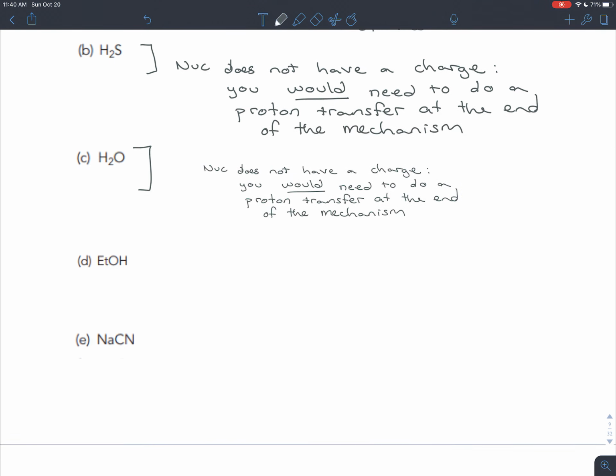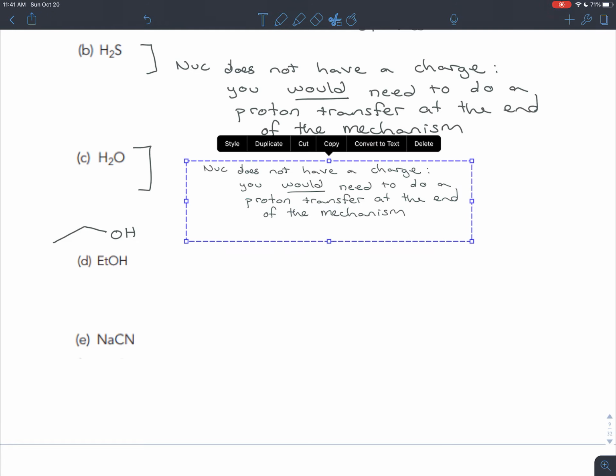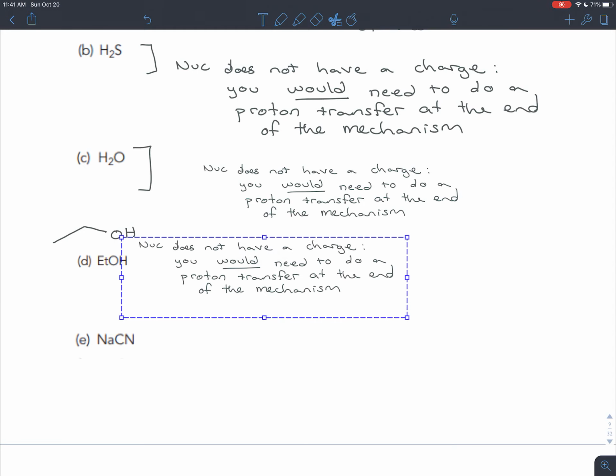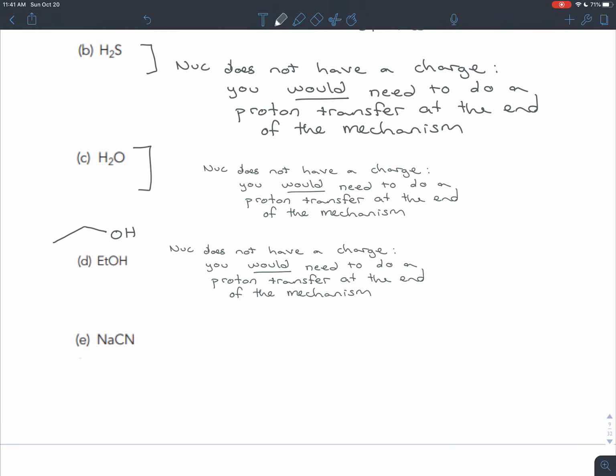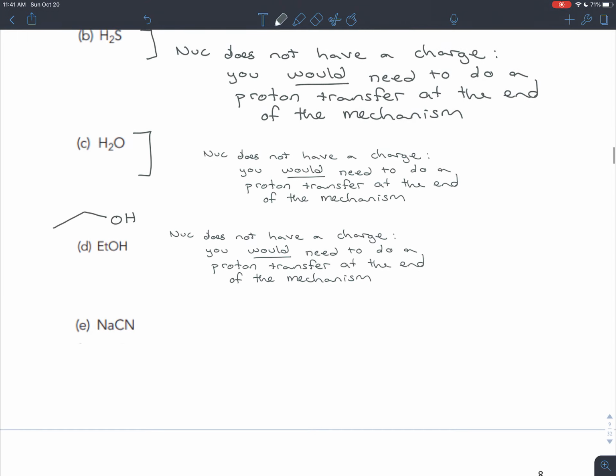For EtOH, Et is an ethyl group, so CH3CH2, and then EtOH is ethanol, drinking alcohol. And in that case, you have all nonmetals, so there is no full negative charge there. Because the nucleophile does not have a full charge, you would need to do a proton transfer at the end of the mechanism.